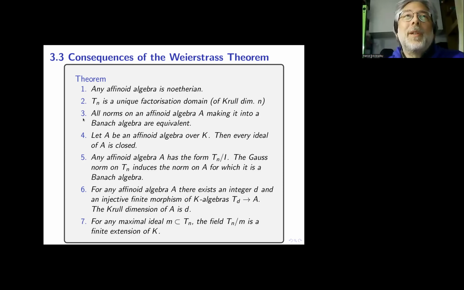And another consequence is all norms on an affinoid algebra A, which make it into a Banach algebra, are equivalent. So it's also important that you don't have to take so much care of the norm. And every ideal of an affinoid algebra is closed. This is also a nice result. And furthermore, any affinoid algebra is of the form Tate algebra modulo an ideal.